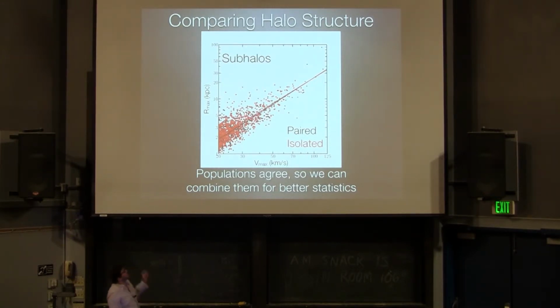So plotted here is the Rmax versus Vmax for all the subhalos in Elvis. In red, again, are the isolated, and in black are the pairs. Vmax is, of course, the maximum circular velocity, and Rmax is the radius at which Vmax occurs. The lines are the fits to the two populations, which, as you can see, agree entirely within the errors. So that means that we can go ahead and combine these two samples to get better statistics.